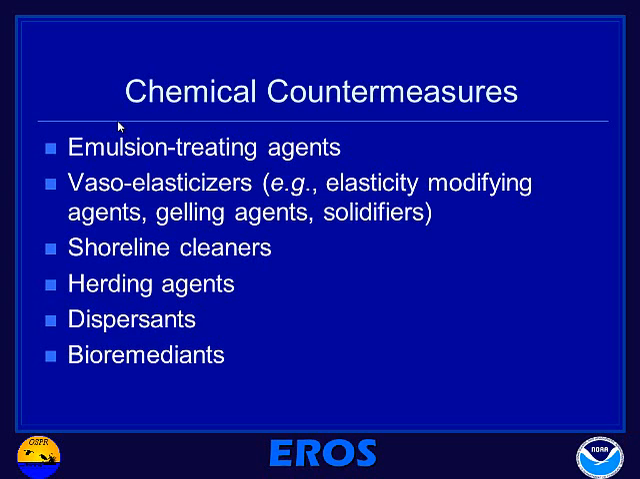There's also a class called solidifiers, or sometimes called elasticity modifying agents or gelling agents. They integrate with the oil and actually change the chemistry of the oil. They change it into a semi-solid or a solid. And the advantage to that is that the oil doesn't then resheen from it. Once it's bound, it's bound.